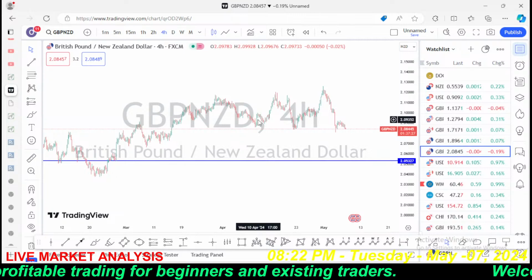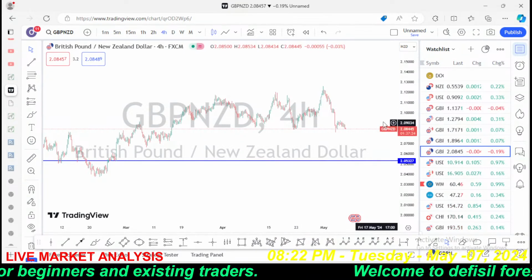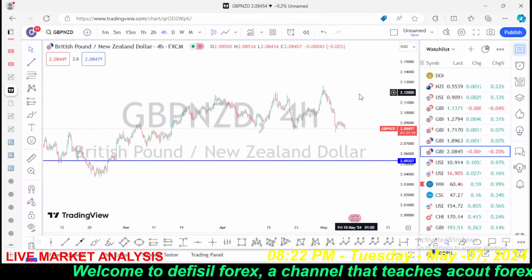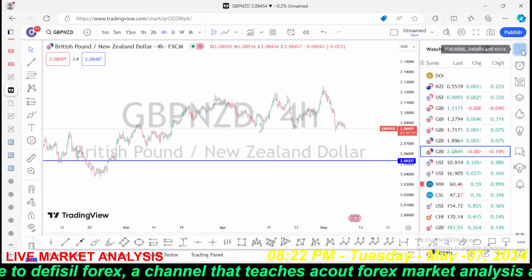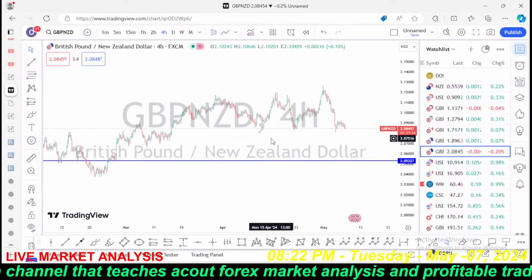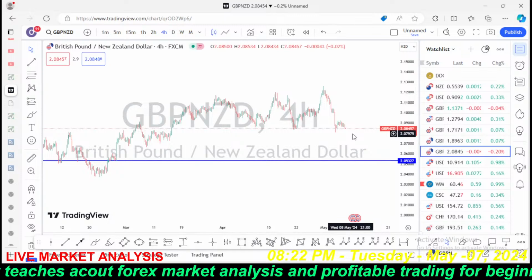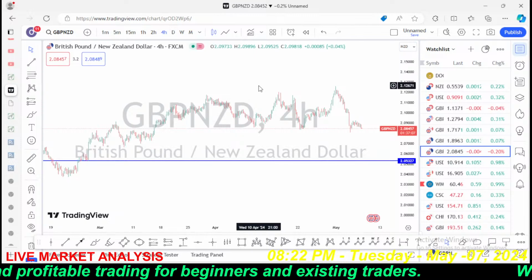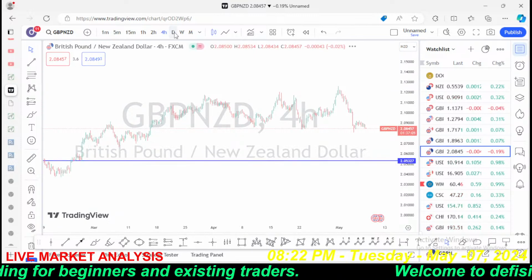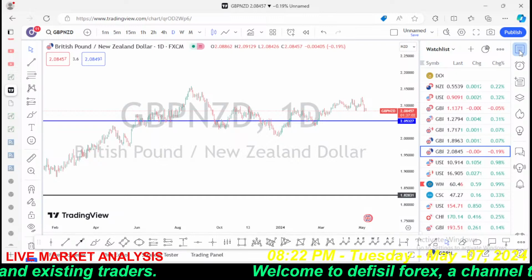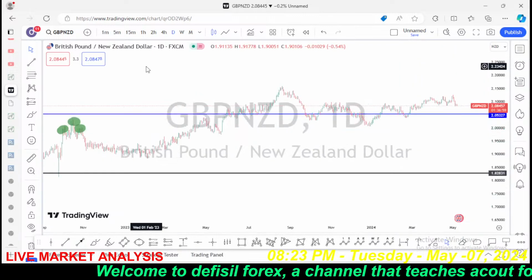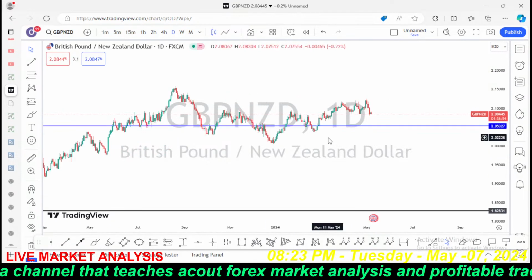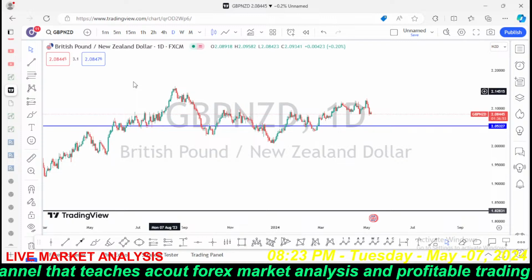Today we're doing a live market analysis on GBP NZD, also known as the Pound New Zealand. Currently we have the market in a downtrend. Let me zoom in a little and see the big picture. Let's go over to the daily time frame to see how the market looks. So the market is currently in a downtrend.